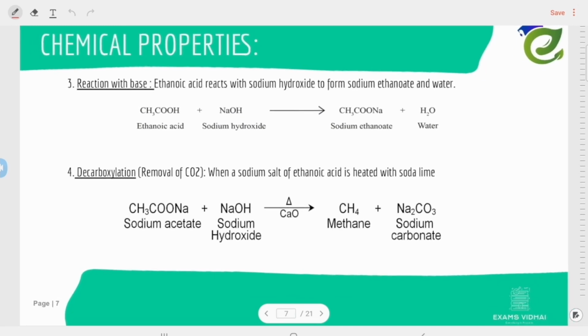Chemical properties. Reaction with base. Ethanoic acid reacts with sodium hydroxide to form sodium ethanoate. In an acid-base reaction, we get a salt, and sodium ethanoate is a salt.